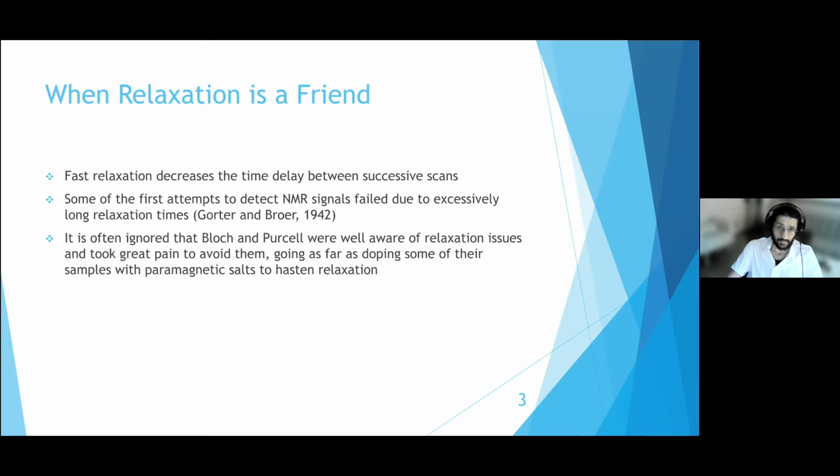This is not often appreciated, but some of the very first attempts by people looking for NMR signals didn't succeed because their relaxation times were so long that they ended up saturating their systems and never finding the signals they wanted. And rarely do people say that Bloch and Purcell were acutely aware of these issues and took measures to prevent them. One of those groups actually put some paramagnetic salts in their water samples, specifically to avoid the saturation.